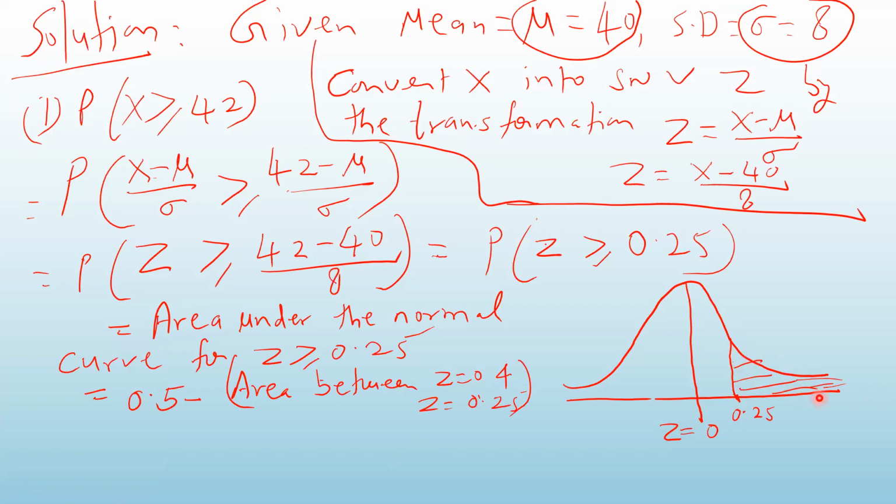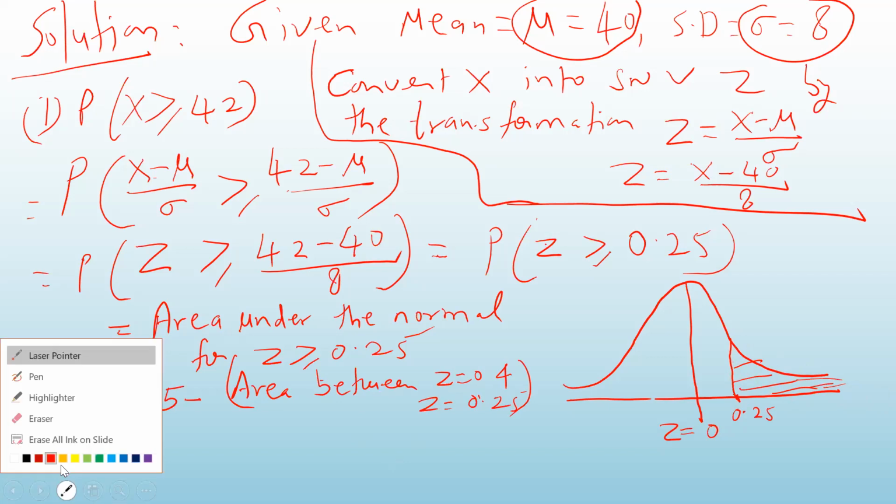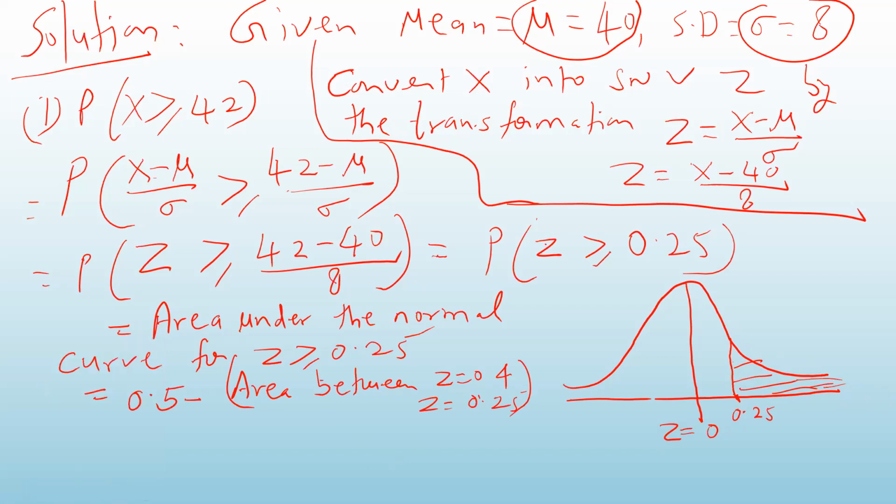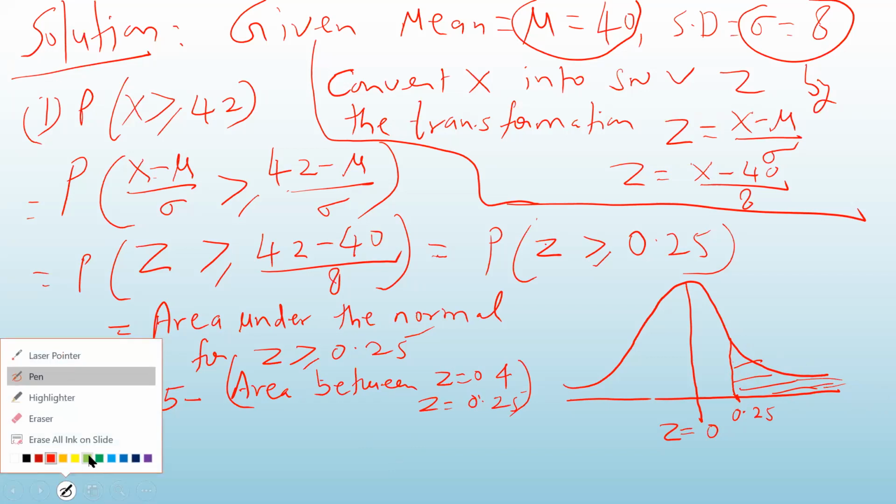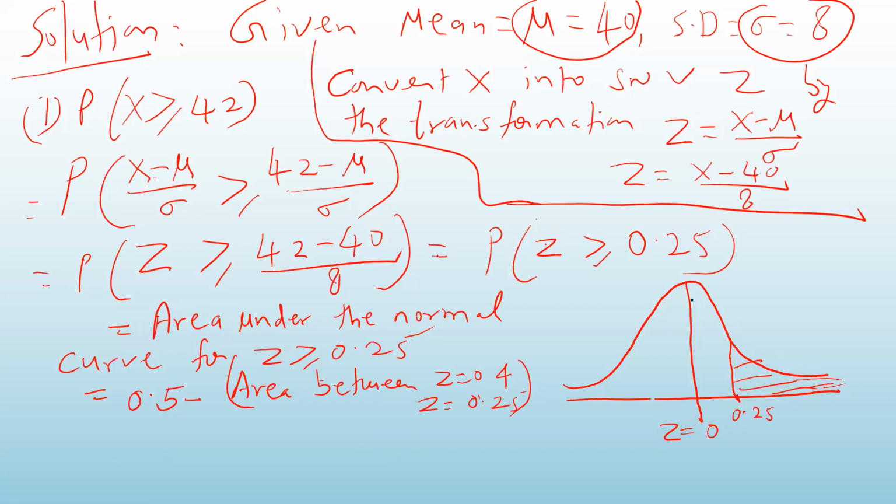This area will be the same as, I know the total area. Let me use another pen, another color here, say blue color. See, I know this entire area to the right side of this, that is 0.5. You know that. Okay, one of our properties, because this is the line of symmetry. So the entire area I know is 0.5. If somehow I can find this area, only this much. Let me just use another color here.